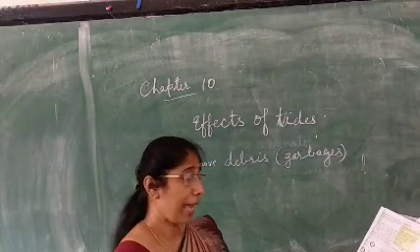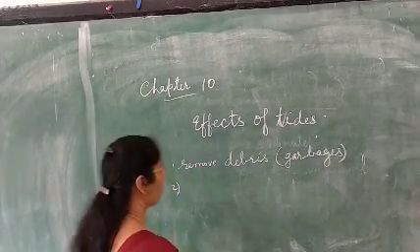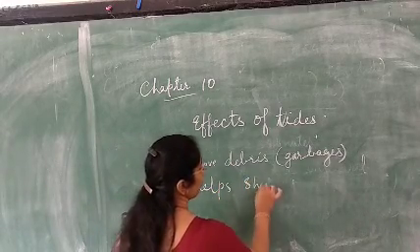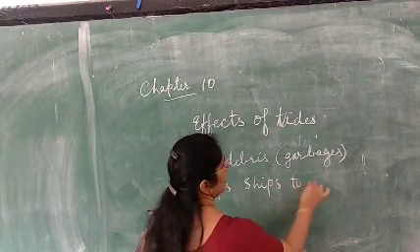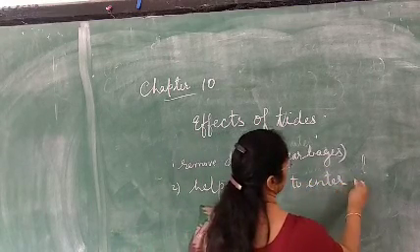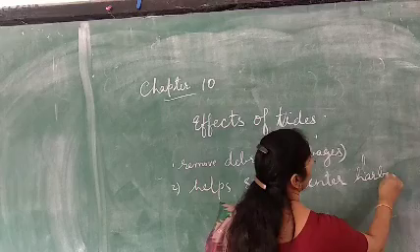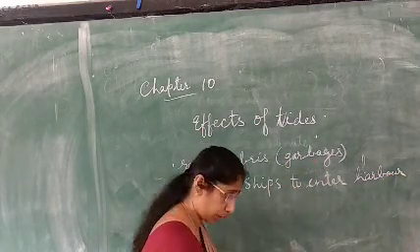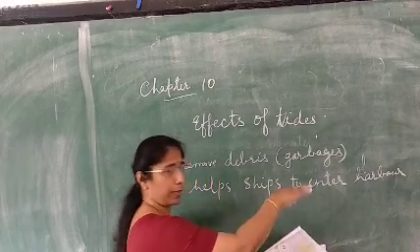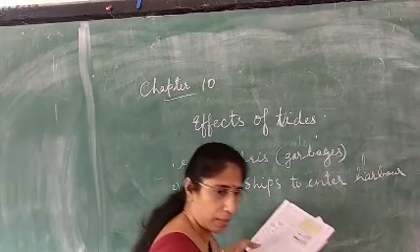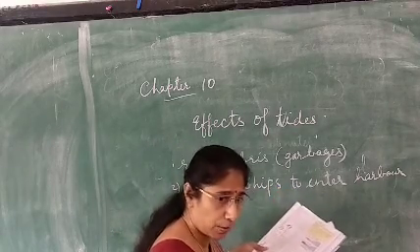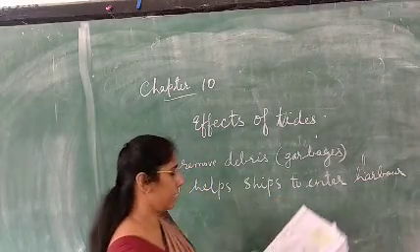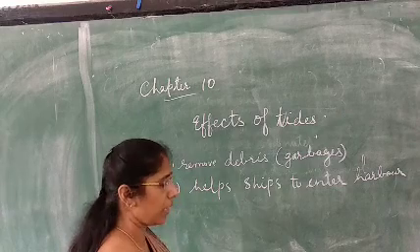Then we can say strong tidal currents help ships to enter shallow harbors. How? When the level of water increases, it helps the ships to reach the harbor. If high tide is not there, at low tide, the water level will be less. Then ships will not be able to reach the harbor. So it helps the ships to enter the harbor.